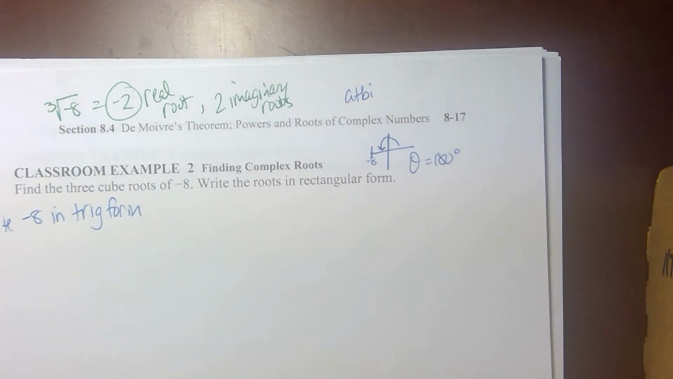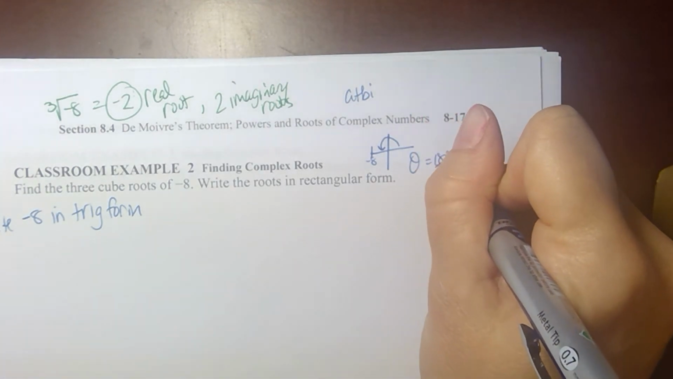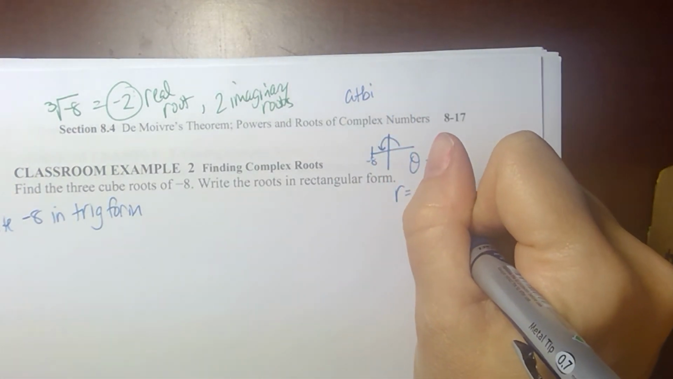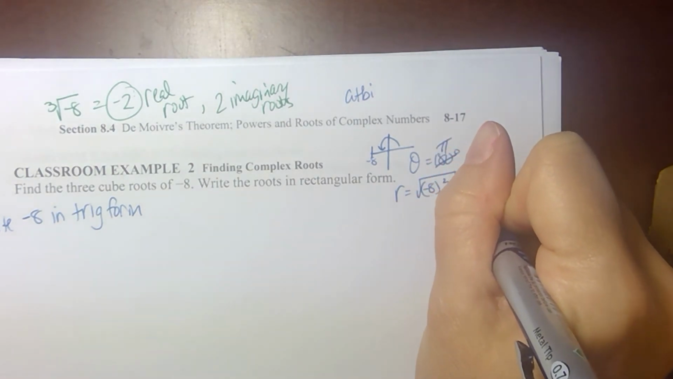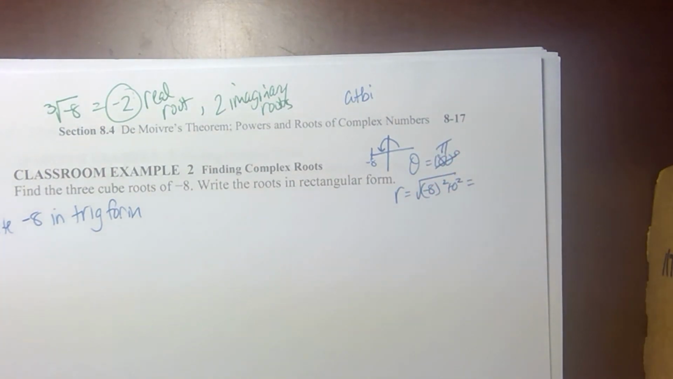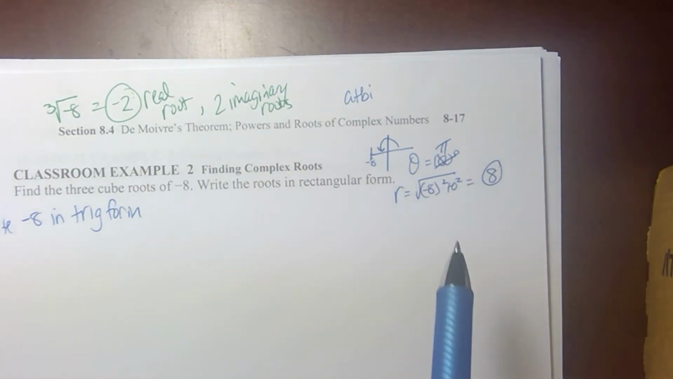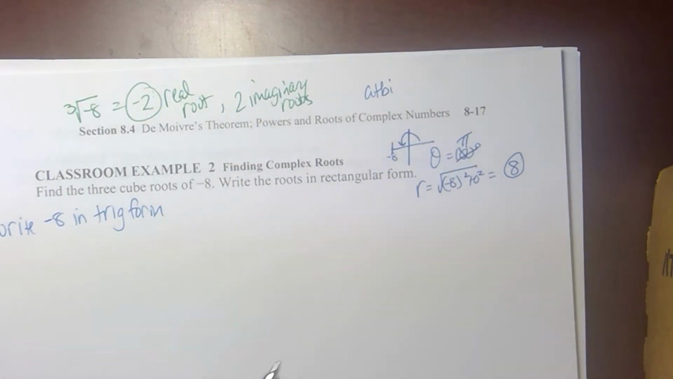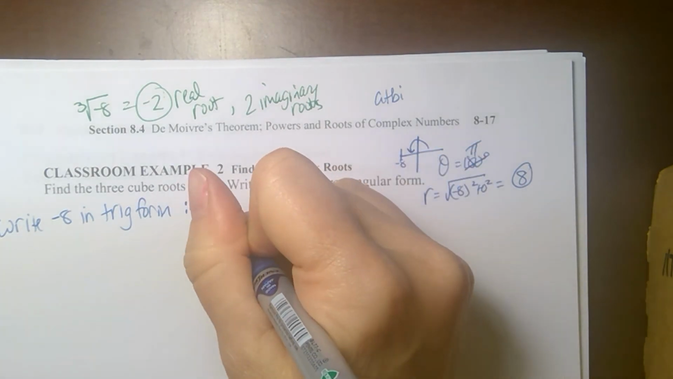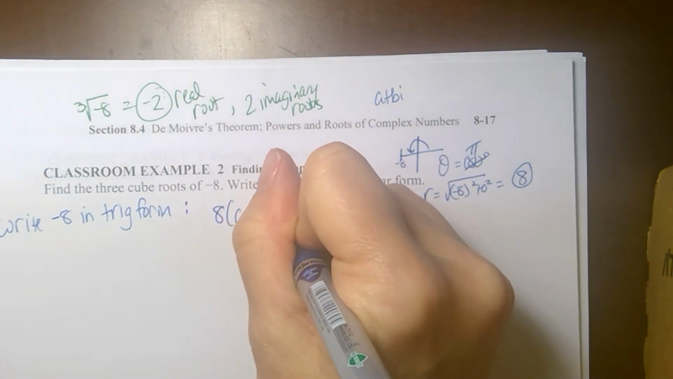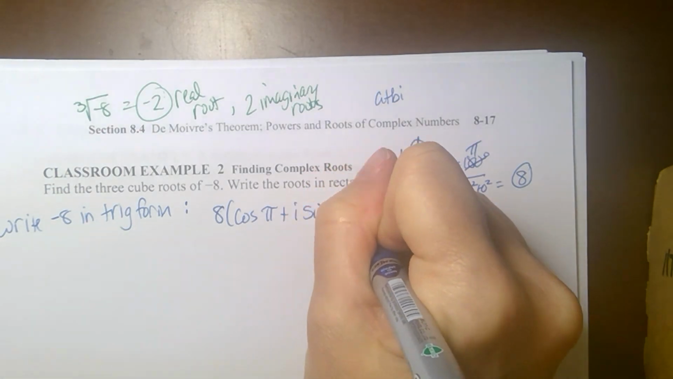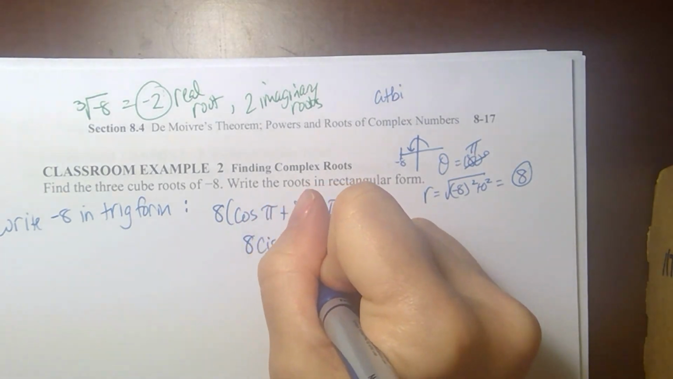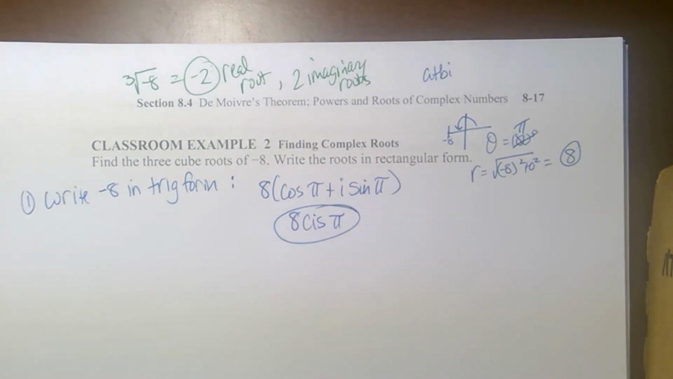I'm looking at my work, and it looks like I've worked in radians here, so we're going to write this down as pi. What would r be? Well, r is the square root of the sum of those values squared, which would just be that absolute value that I'm given, 8. r is 8, theta is pi. So -8 in trig form comes out to be 8 cosine pi plus i sine pi. Or, if I wanted to write it in shorthand, 8 cis pi. There is -8 in trig form.